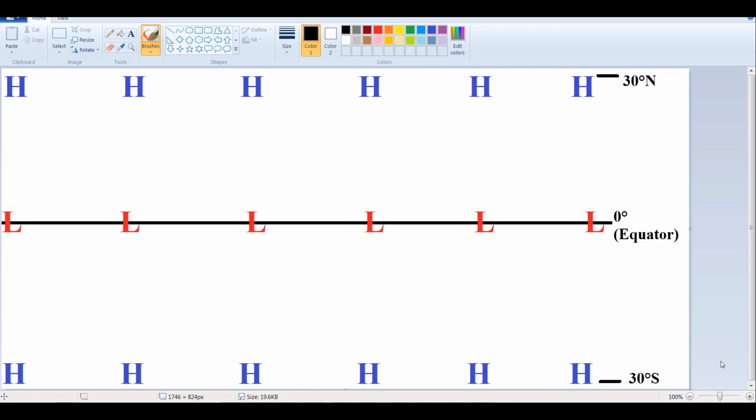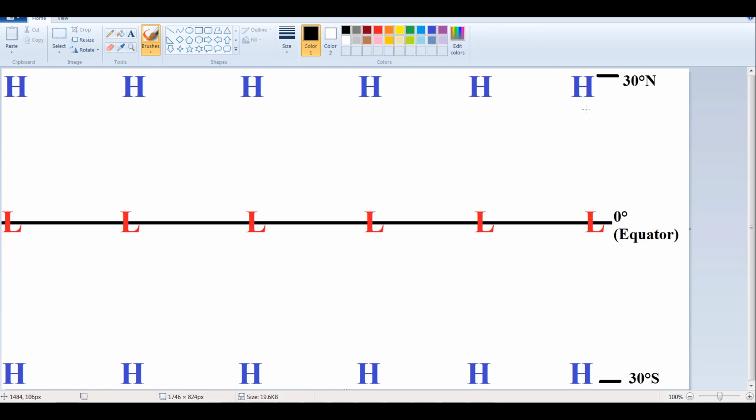The pressure gradient force moves winds from high to low. So based on that, what direction should the winds be blowing in on this map? Should they be blowing towards the equator or away from the equator? Good job! You said towards the equator. If you didn't, that's okay. I just said it, so towards the equator.